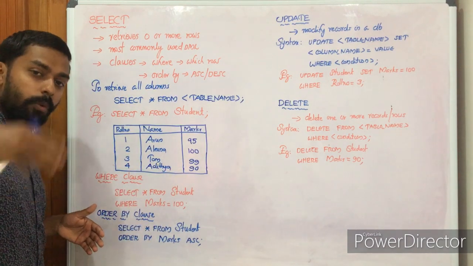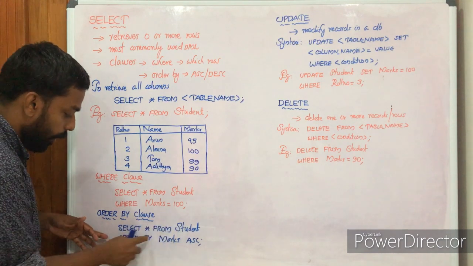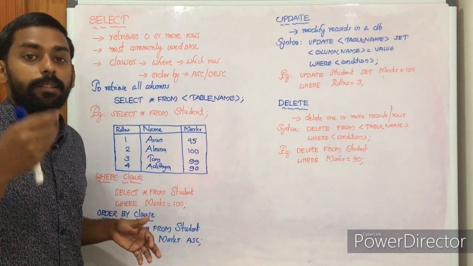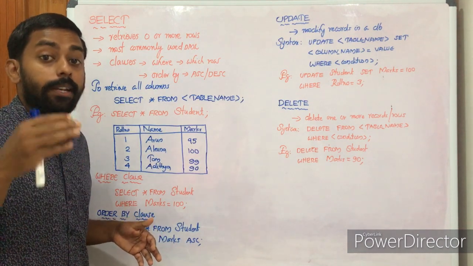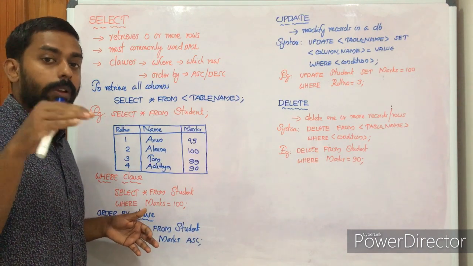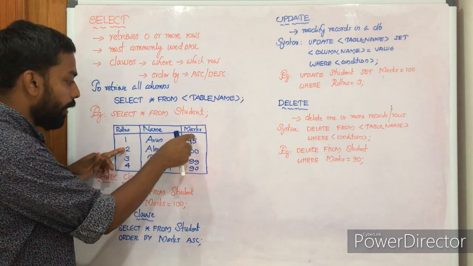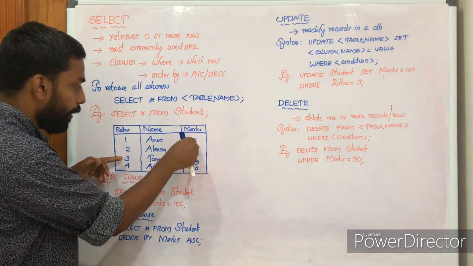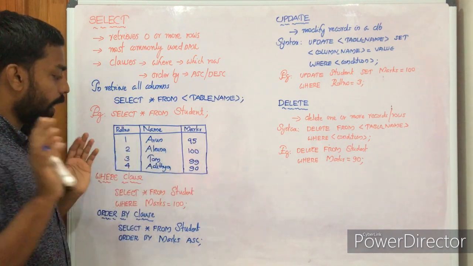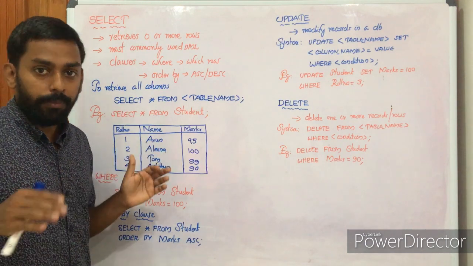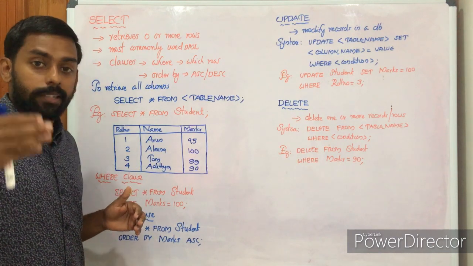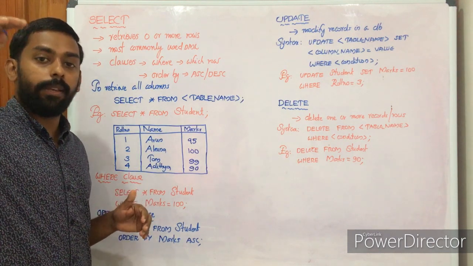Suppose we are just modifying it to select star from student, order by marks DESC. What will be the result? It will be arranged in descending order or in decreasing order. Okay, the biggest value comes first. That is 2 Alina 100 will be the first value, 3 Tom 99 will be the second value, 1 Arun 95 will be the third row, and 4 Aditya 90 will be the last row. Okay, meaning it will be displayed in decreasing order. That means the biggest comes first.